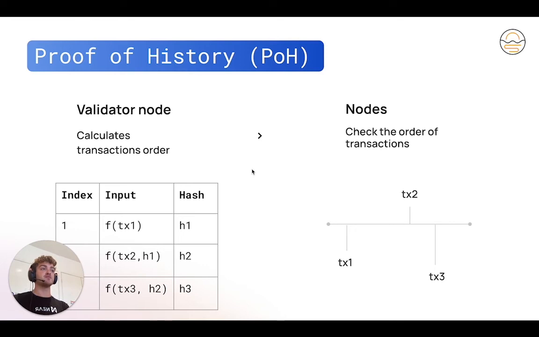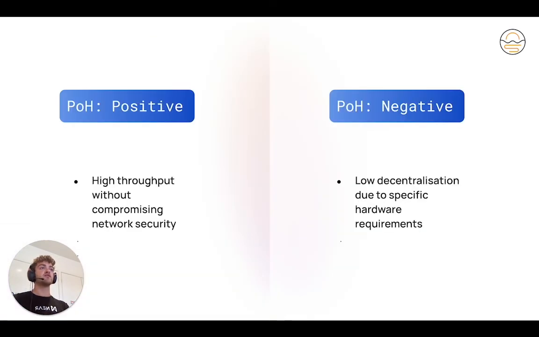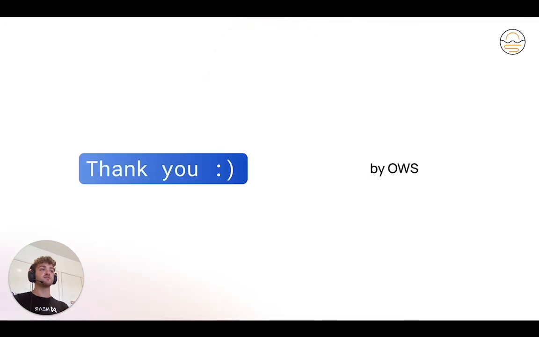Once this sequence has been outputted, all other nodes can verify the sequence of the transactions by inputting their corresponding hashes, checking the order of tx1, 2, and 3. The main positive for proof of history is the high throughput without compromising network security, whereas the main negative is that it is low decentralization due to specific hardware requirements for each node.